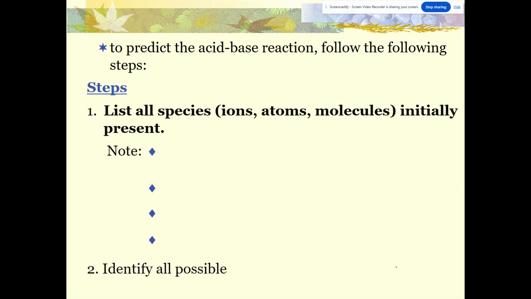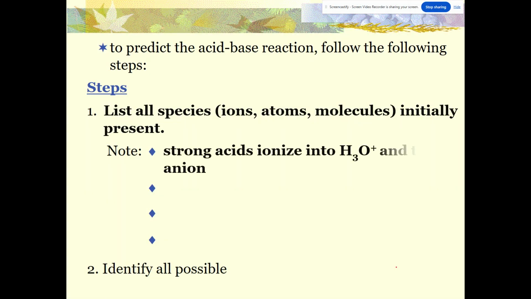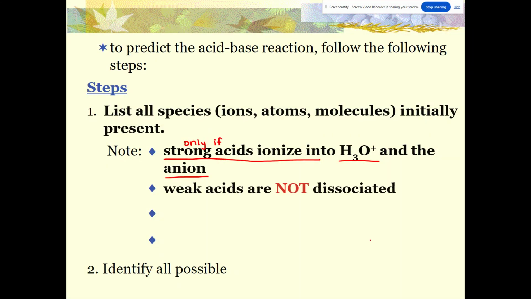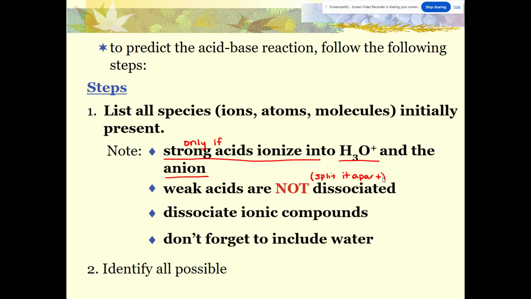So we're going to start by listing what we have present. If you have one of the top 6 strong acids on the data table, you ionize it into hydronium and the anion, only if it's a strong acid. Okay? If it's a weak acid, not one of the top 6, you do not dissociate it. You do not split it apart into ions. If it's an ionic compound, of course, you do ionize or dissociate it. And we're going to include water because, again, these are in solution.